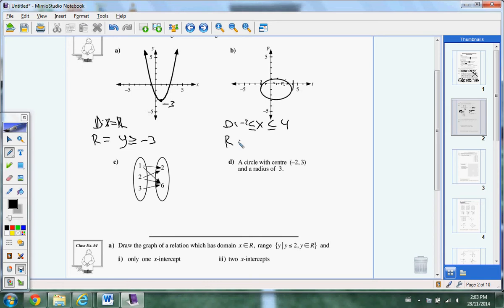Okay. Range. So range, Taylor, what's the range of the circle? So it looks like the highest is 1, and I'll say the lowest is -3. Good. Positive, but yeah. Okay, good.